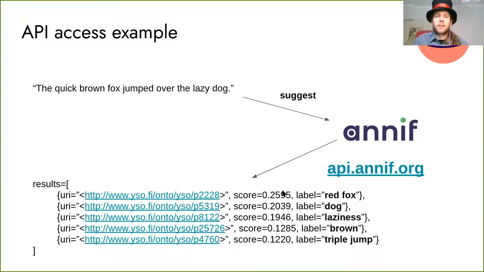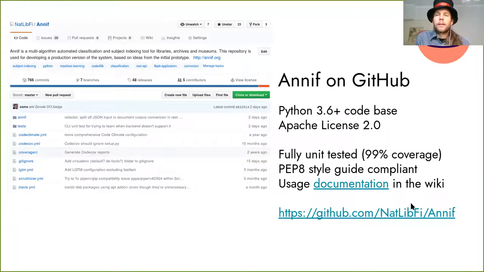And then each suggestion comes with a URI identifying the concept and the label of the concept, and then a score that is an estimate of how good the suggestion is, how well it describes the input. It's an open source tool, and it's being developed on GitHub, so all the code is there, and there are issues and pull requests and so on, which are sort of the day-to-day development happening there.